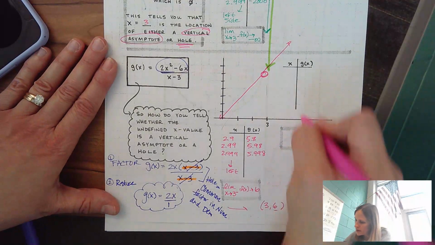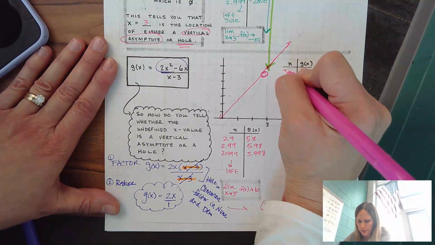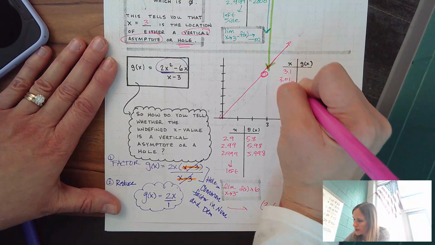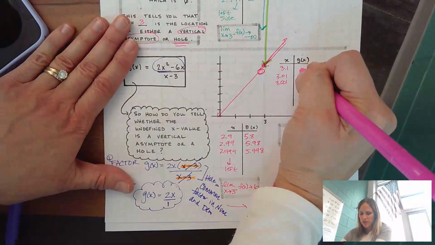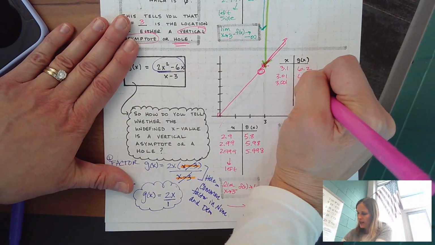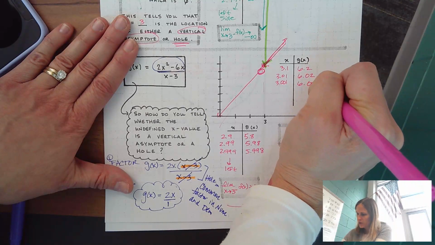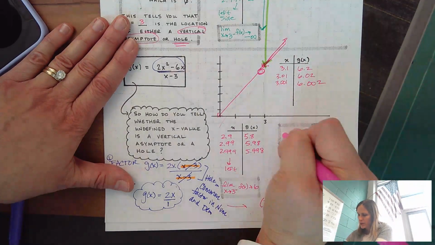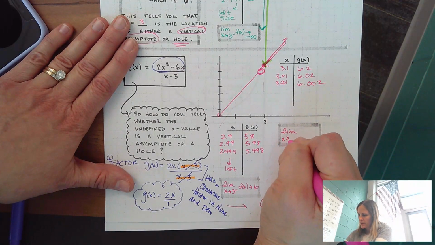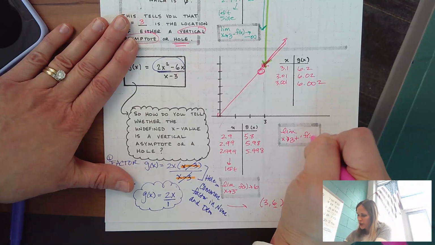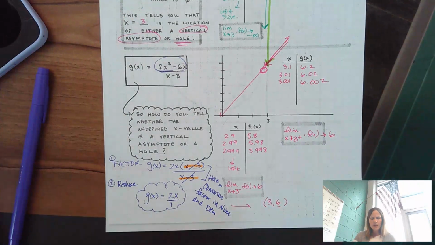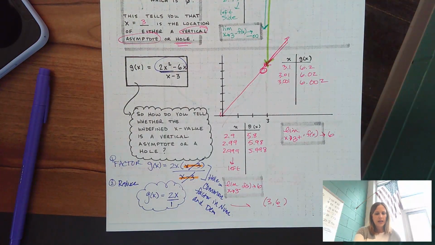Same thing over here. I could take a look at it from the right side. So 3.1, 3.01, 3.001. As I get closer and closer to this gap, this hole, what happens to my numbers? Do they get bigger or smaller? Well, not even that. What number is it getting close to? It's getting close to 6. So if you were to put those in your calculator, that's what it would look like. So the limit as x approaches 3 from the right, my function is approaching 6. And that's how we can get all of our missing pieces of information.